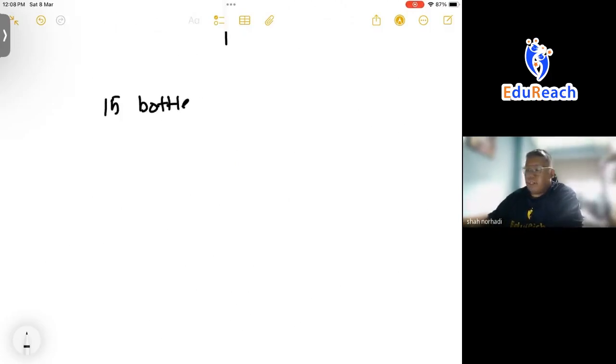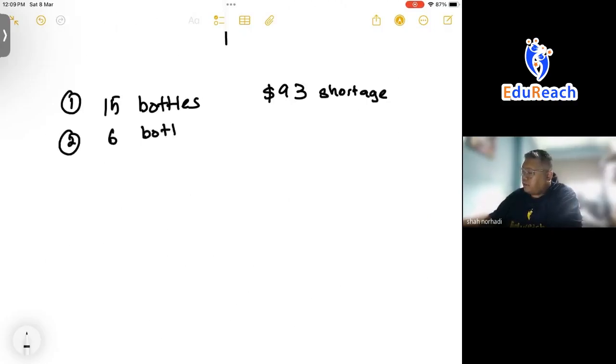But what happened? Can she buy? She cannot, right? Because she is short of $93. Then instead, she wants to buy 6. So this is the first story. So the second story will be 6 bottles. Then she has $6 left. So one is shortage, one is leftover.